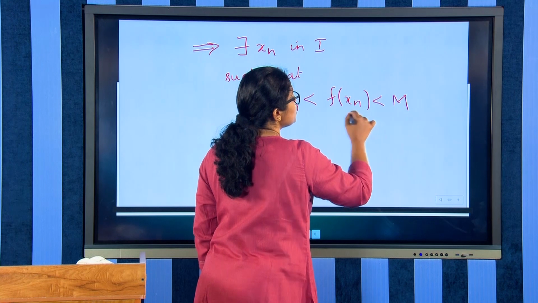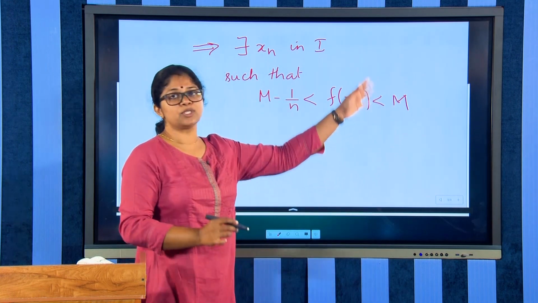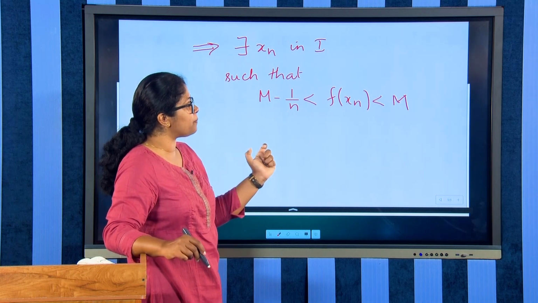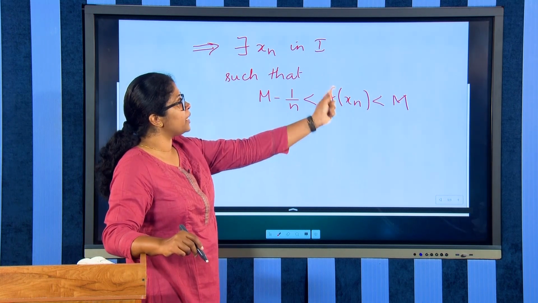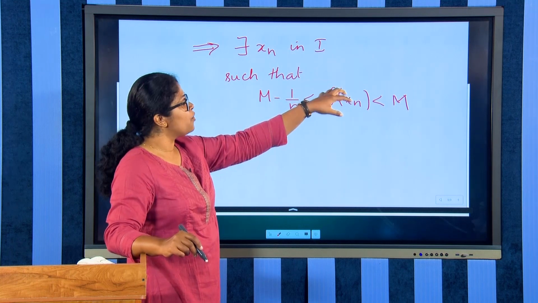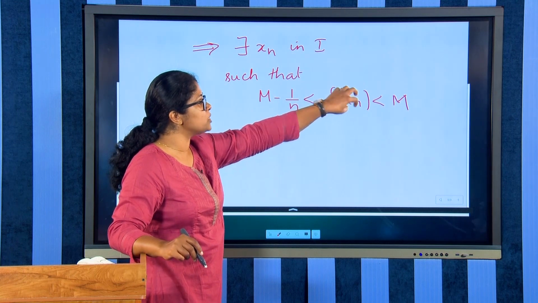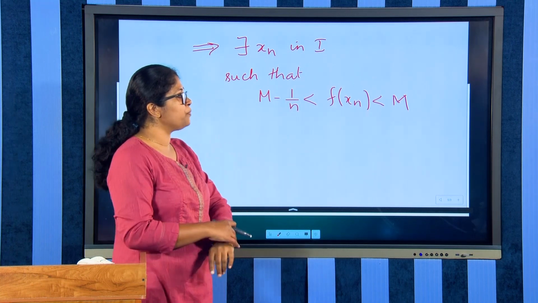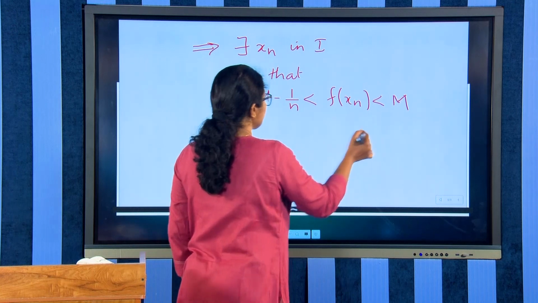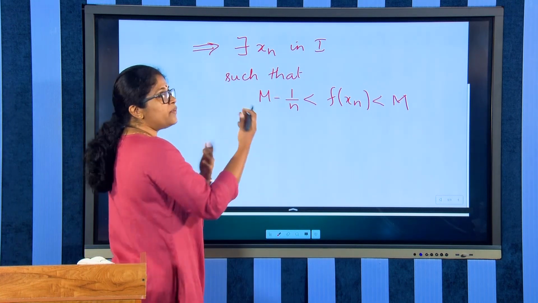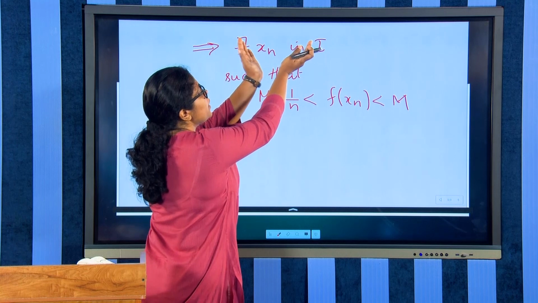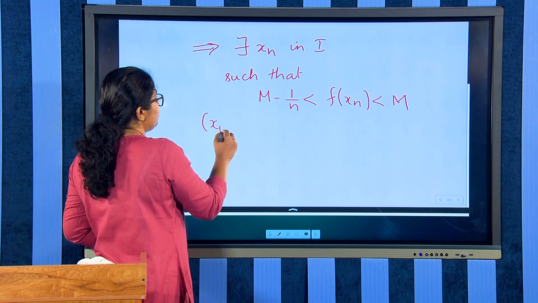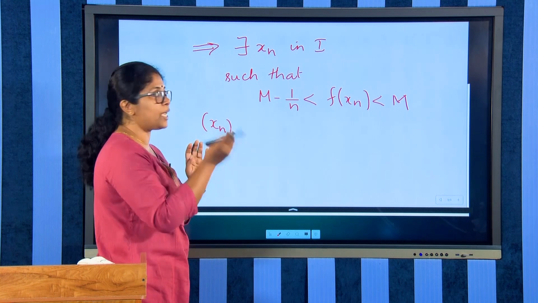Now why does this condition hold? Because M is the supremum of f of x. So definitely M minus 1 by n is not an upper bound, which shows that there is some number xn in the interval I for which f of xn, or the image, is greater than M minus 1 by n, and that is definitely less than M, which follows from the supremum. So this is true for every n. So we have got a sequence xn in I, because for every n we have a corresponding xn.